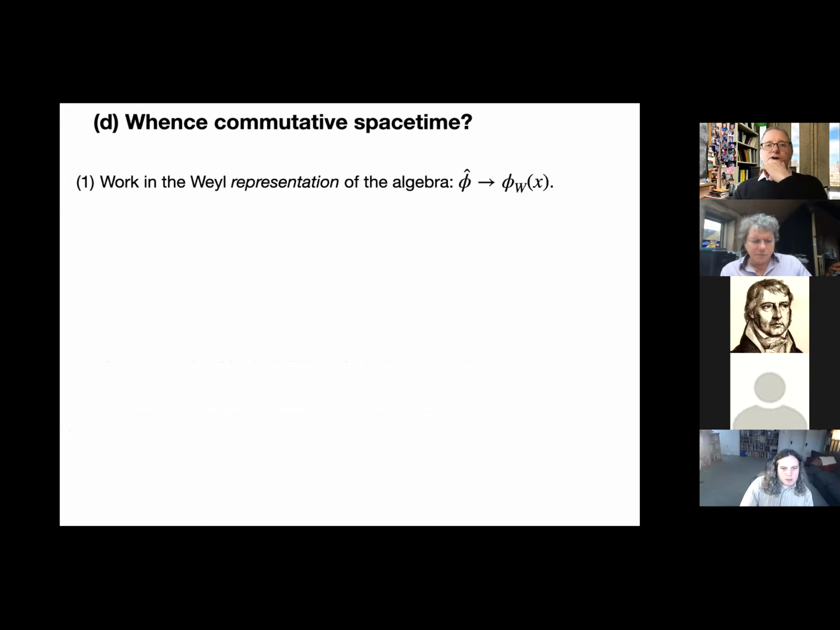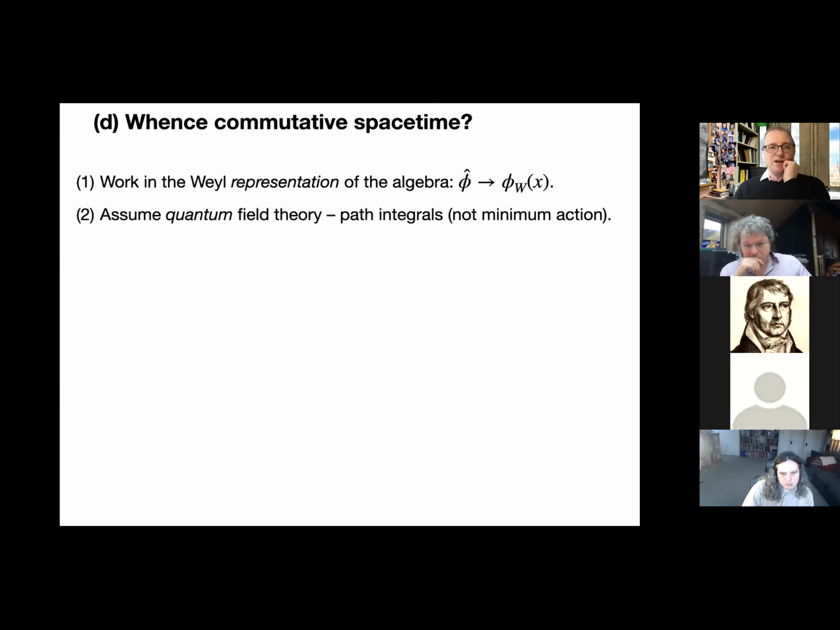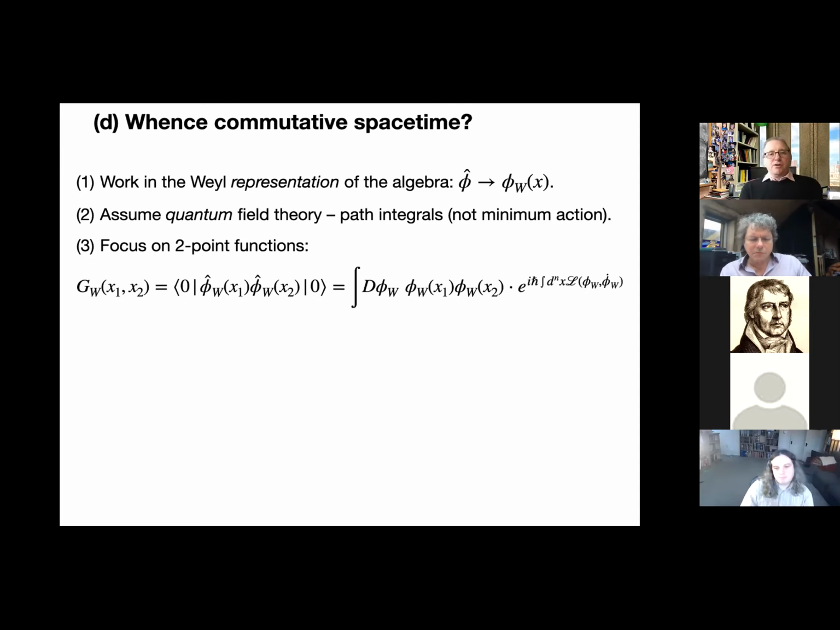So I apologize if this goes a little quickly, but let me just run through this. We're going to work in the Weyl representation. So we take elements of the algebra and represent them by fields on a differentiable manifold. But again, it's a representation. As I said, we're now going to use quantum field theory in quantum spacetime. So not Hamilton's principle, but Feynman's principle. And I'm going to focus on 2-point functions, because I'm in quantum field theory. These are the point-to-point correlation functions in quantum field theory.